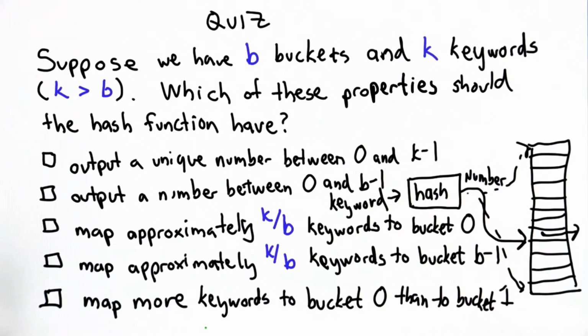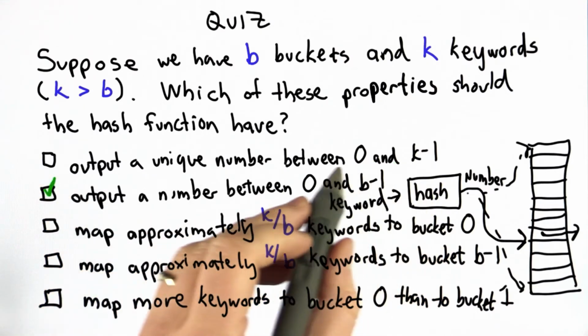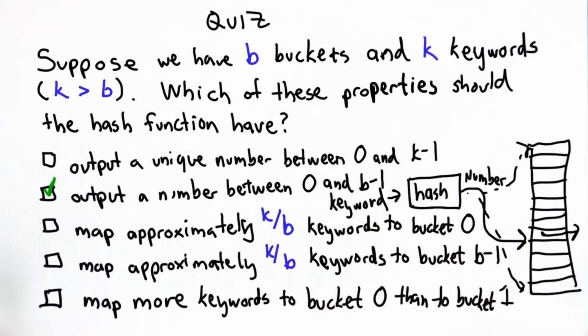So the answer is many of the properties are desirable. The second property is desirable. The first property is not desirable: if the hash function outputs a unique number for every keyword, then the range for the hash function would be very large.